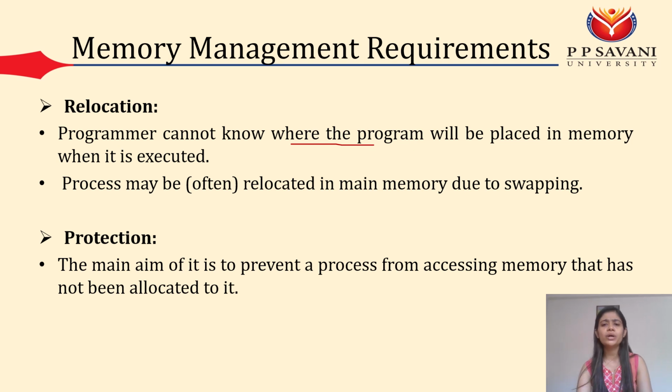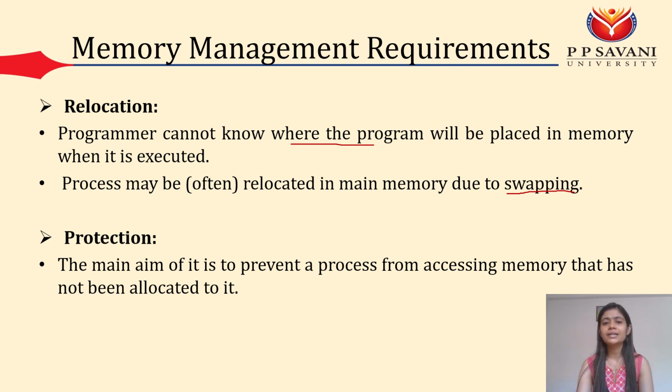A process may be relocated in main memory due to swapping. Let's say we have executed our program, but at that time a higher priority task comes into the operating system, so the operating system gives priority to that higher priority process. There is a possibility that our program gets swapped out and the higher priority process goes into execution. So the address first allocated to our process can change due to swapping. Relocation must be possible in memory management; only then will we satisfy multi-programming in a computer system.